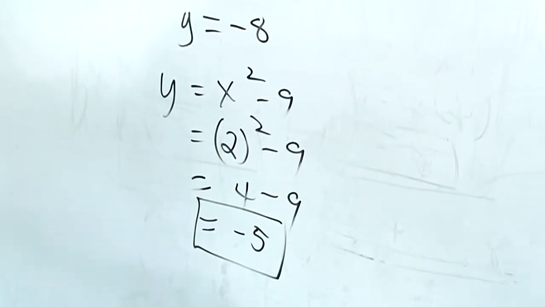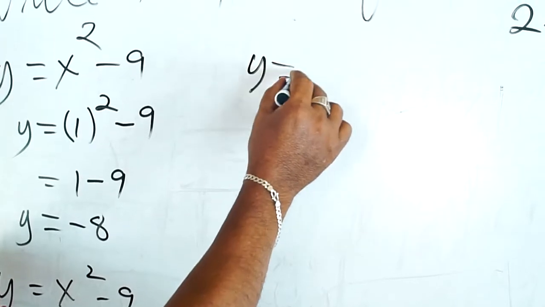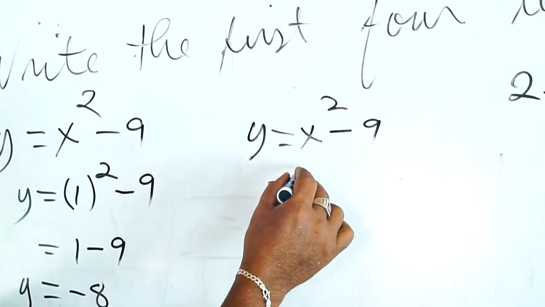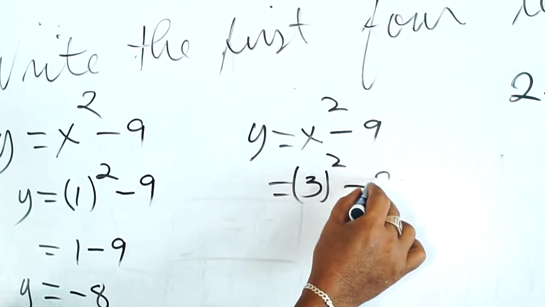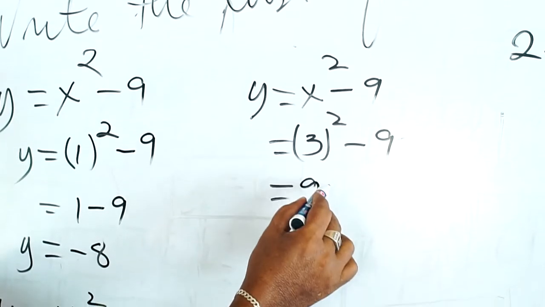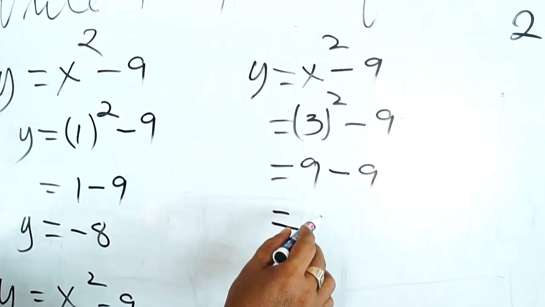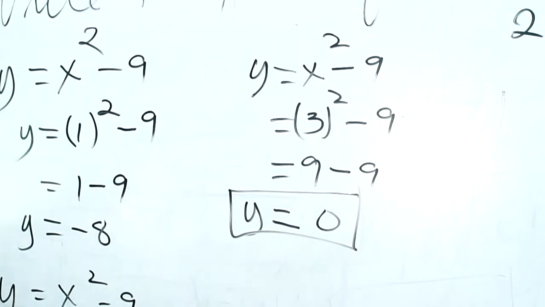Then for the third term, y is equal to x squared minus 9. So 3 squared minus 9. The square of 3 is 9. Then minus 9. So the third term is equal to 0.